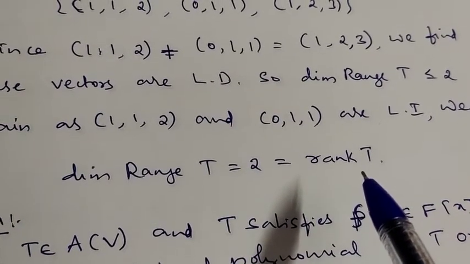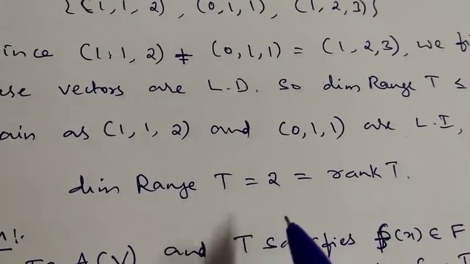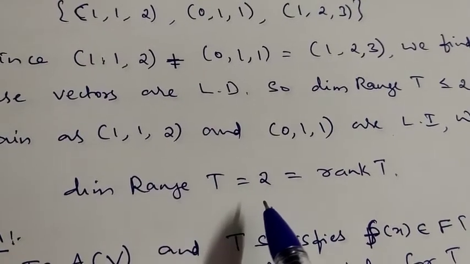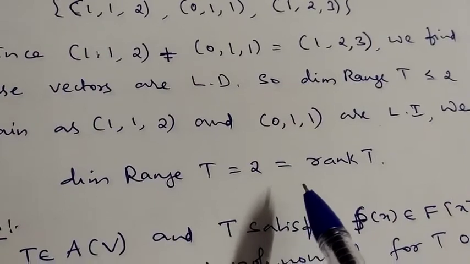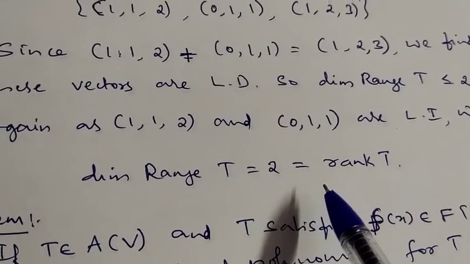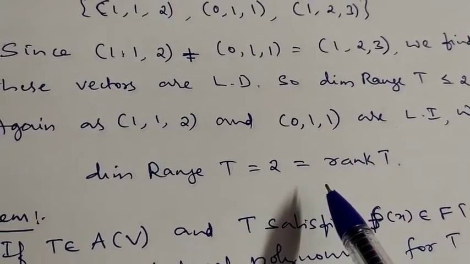So here the dimension of V is how much? The dimension of V is 3, the rank of T is 2 and the nullity of T is 1. Therefore 3 is equal to 2 plus 1 and the above theorem is verified here. Okay.